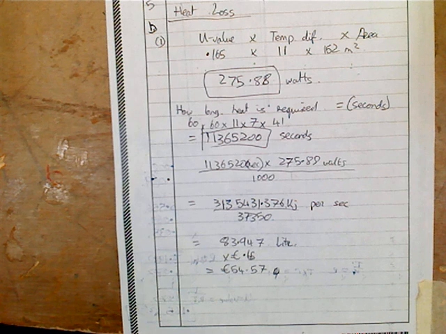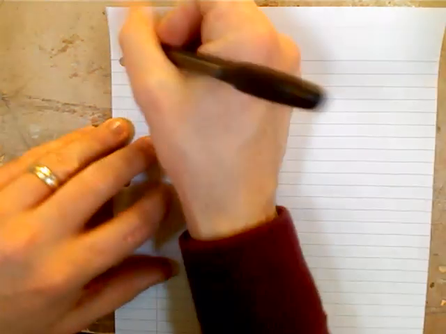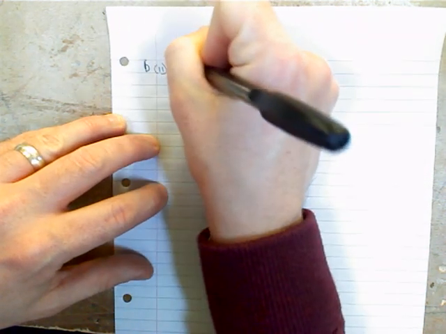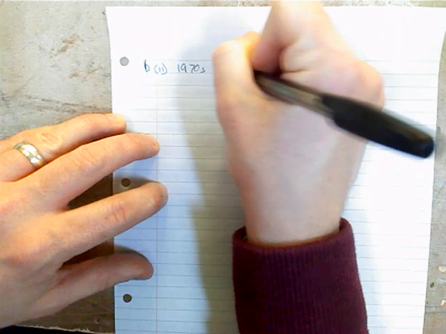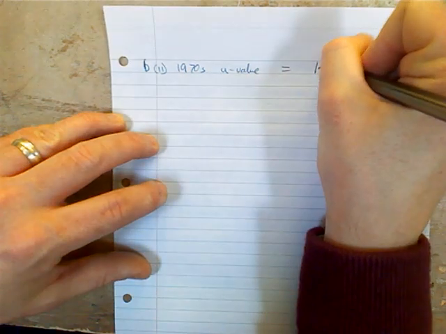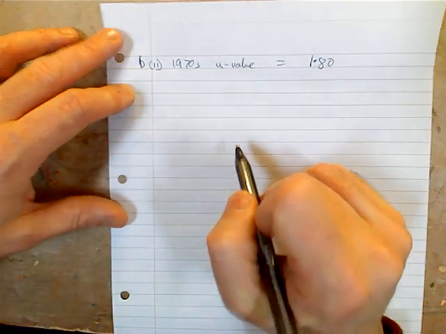Does that make sense? Do you have to do that again? Yes, we do. We have to do it again for the next wall, don't we? Okay, so we're going to do this again for the second part. So this is part B, but the second value for the 1970s house. The 1970s U value is 1.80. Okay? So we're going to do the same thing again, but now for the second house.